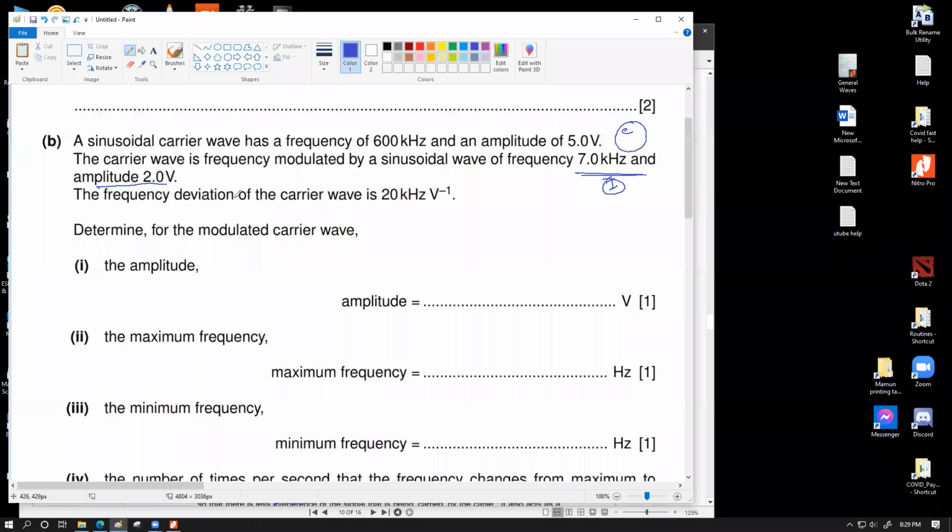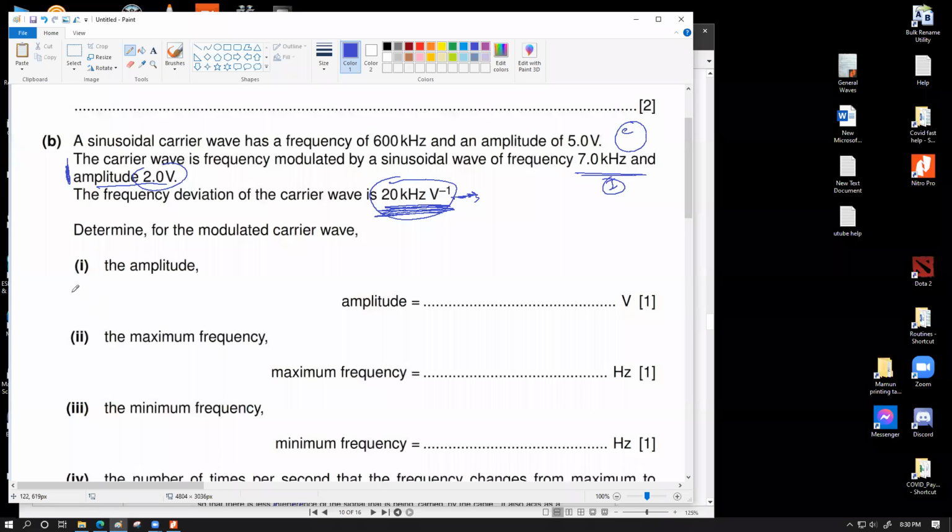The frequency deviation of the carrier wave is 20 kilohertz per volt. This is the important part, which I told you in the first class: there is a method to this madness for how this variation is done. Have a look. 20 kilohertz per volt means for every volt variation of the information signal, the carrier wave is going to have a frequency variation of 20 kilohertz. So each volt of the information signal will cause the frequency of the carrier signal to vary by 20 kilohertz.